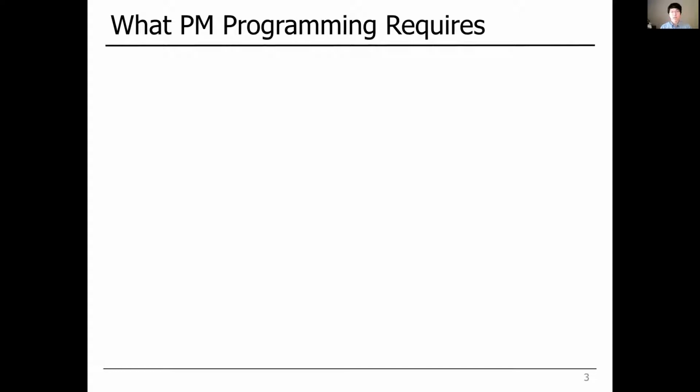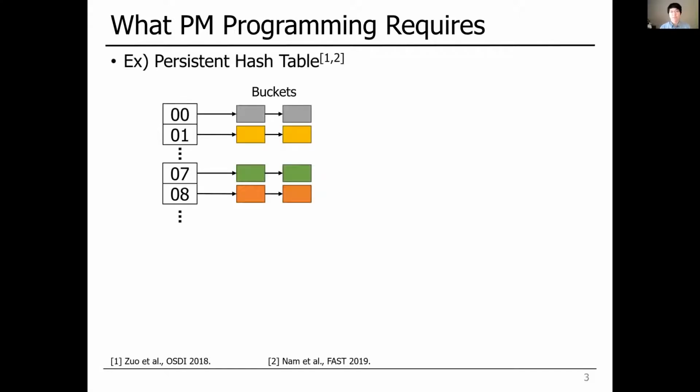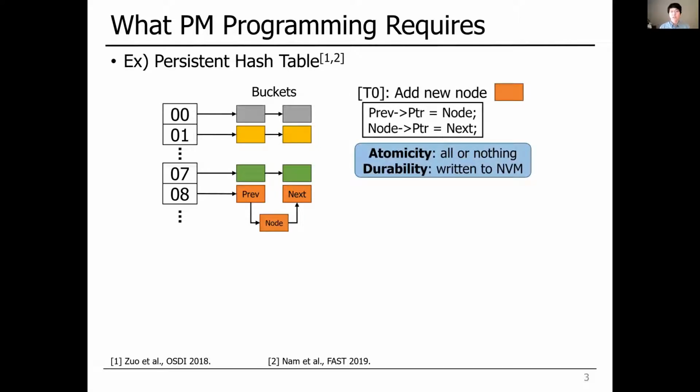In this slide, let me explain what persistent memory programming is and what it requires. Let's take a look at an example of a persistent hash table. It is often used in database systems and key value stores. If there is one thread attempting to add a new node to the hash table, the insertion should be done in an atomic and durable way. By atomicity, I mean execution has to be done in an all or nothing manner. At the same time, modification should be written to NVM for durability.